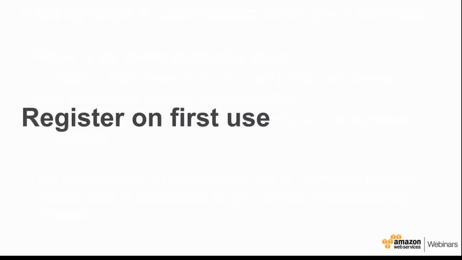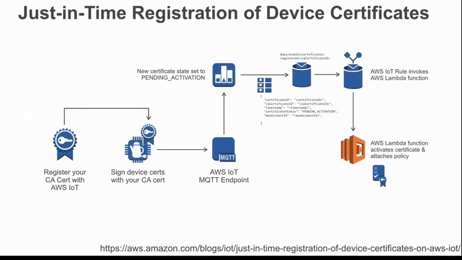To simplify that, we recently announced a new feature for the AWS IoT service for registration on first use, and we refer to this as just-in-time registration of device certificates. There's a blog post available which gives more detail on this that you can see at the bottom right of this slide. The way this process works is you register your own certificate authority certificate with AWS IoT, and then you use that CA cert to sign your own device certificates. And you obviously get those device certificates onto your devices together with your private keys and public keys.